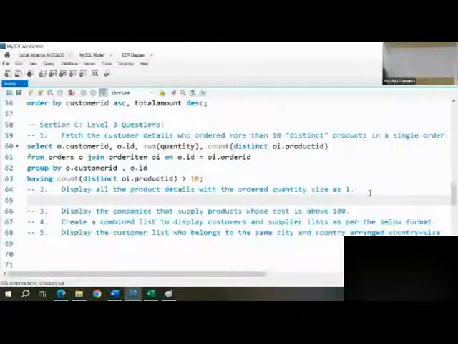So try the next question, please. Very, very simple question. They're asking which are all the products that have been ordered once. That is, the quantity should be 1. That is all. Nothing else they've asked. They've asked which are all.